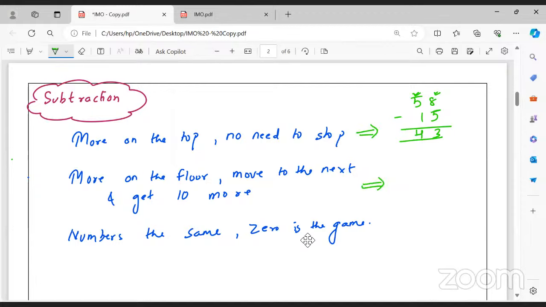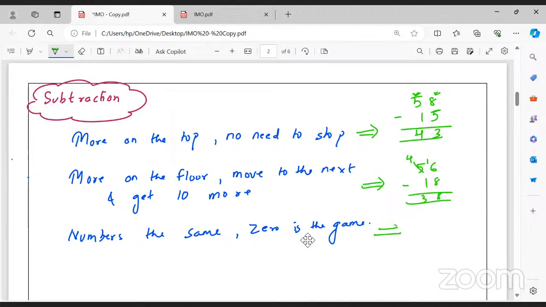Now if more on the floor, move to the next door and get 10 more. For example, if it is 56 minus 18. So 6 is not more than 8, it is less than 8. I'll move to the next door and get 10 more. Yeah, and I got 38.